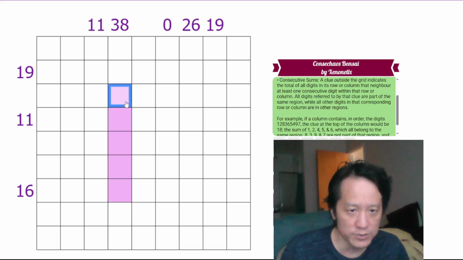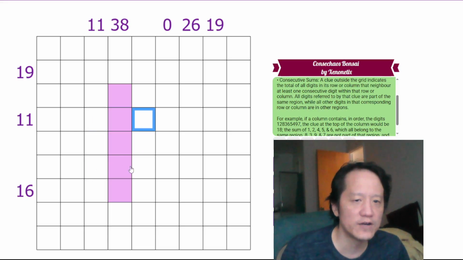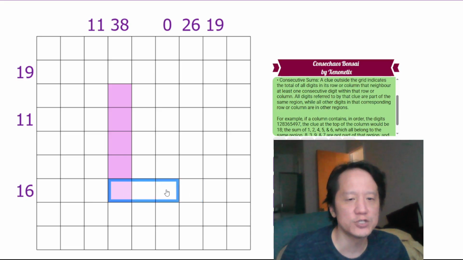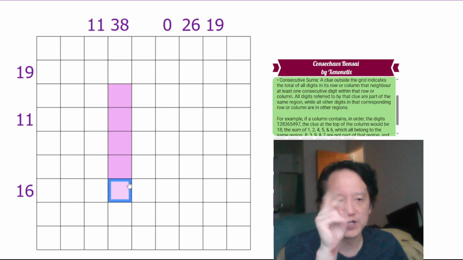Because 38 is already in the pink region, so that means you could have 7 outside. You could have 6 and 5, or 5 and 6 to add up to 11. So that works. What you cannot have is branch off 2 for the 16, right? So this 16 is counting some other thing. It can't be 2 digits because 2 digits would be just 7 and 9.